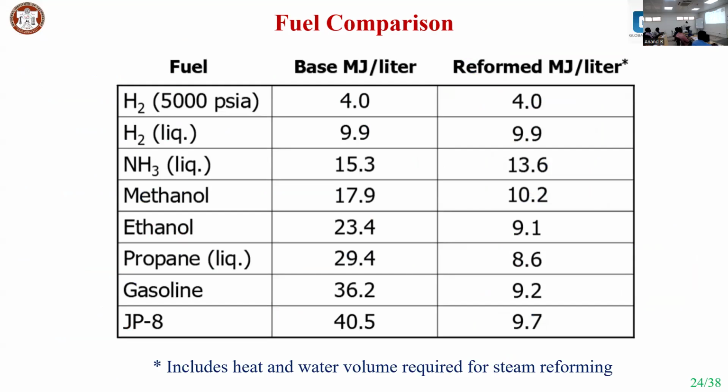With respect to the different fuels people are using, their energy contents are given with respect to hydrogen, and hydrogen in gaseous form at 5,000 psi. Divided by 14.5, which is nothing but 1 bar, you will get around 600 bar or something. Liquid is about 9 to 10 megajoule per liter. In terms of volume, they are given. After reforming, you can see a slight change in the calorific value.